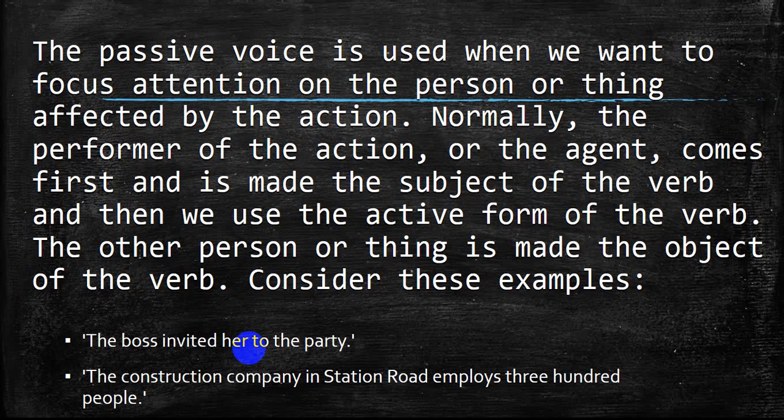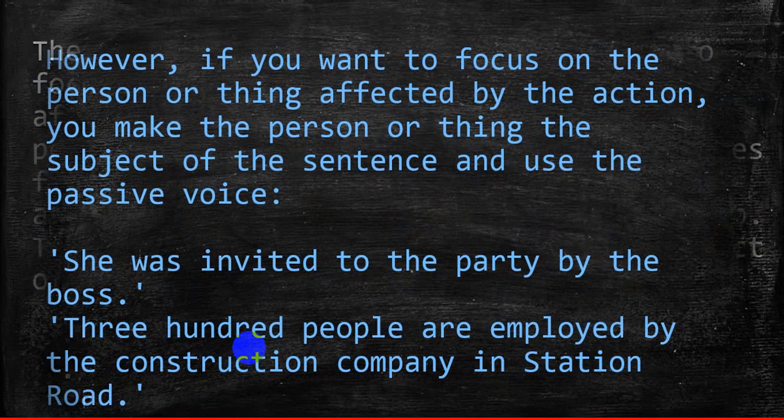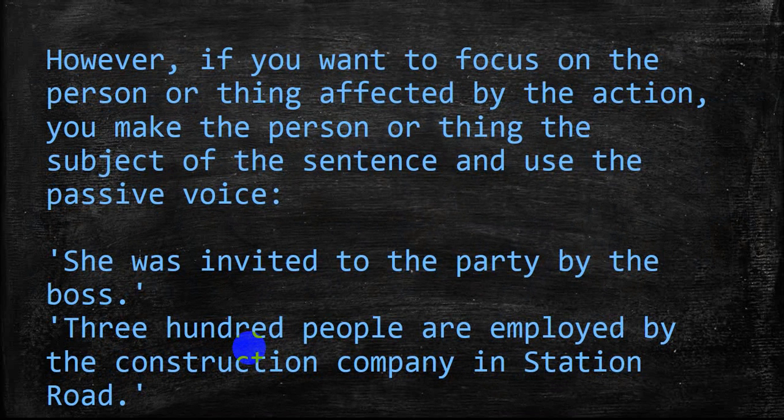Consider these examples. The boss invited her to the party. The construction company in Station Road employs 300 people. However, if you want to focus on the person or thing affected by the action, you would make the person or thing the subject and use the passive voice. She was invited to the party by the boss.